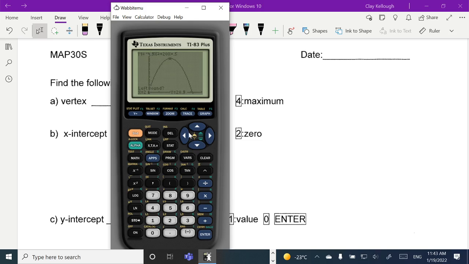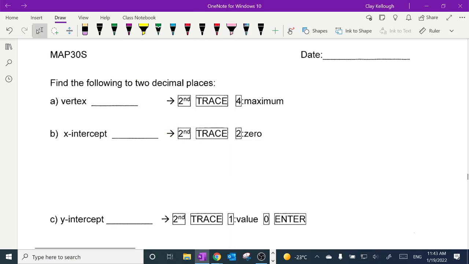And just like always with this thing, it'll only find a point if you give it a zone to find it in. So move to the left of the vertex, hit enter. Move to the right of the vertex, hit enter. And then it's going to guess. Ignore the guess, hit enter again. And there it is. X here is 2.04 and Y is 20.9. So 2.04 and 20.91. So there is our vertex. And you guys on Desmos should have been able to find that pretty easy.